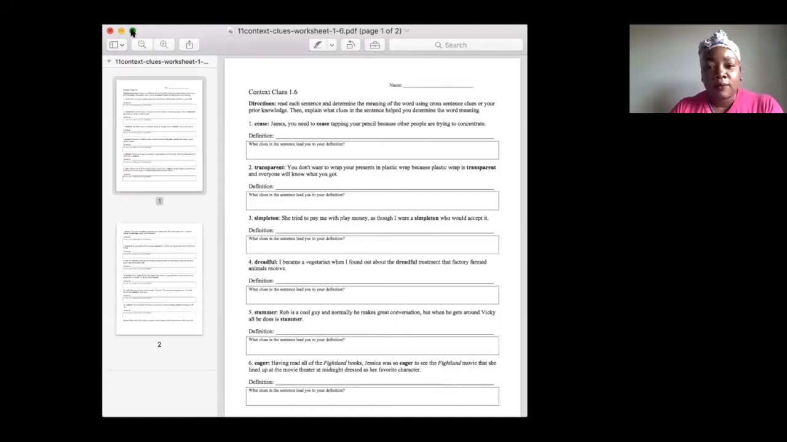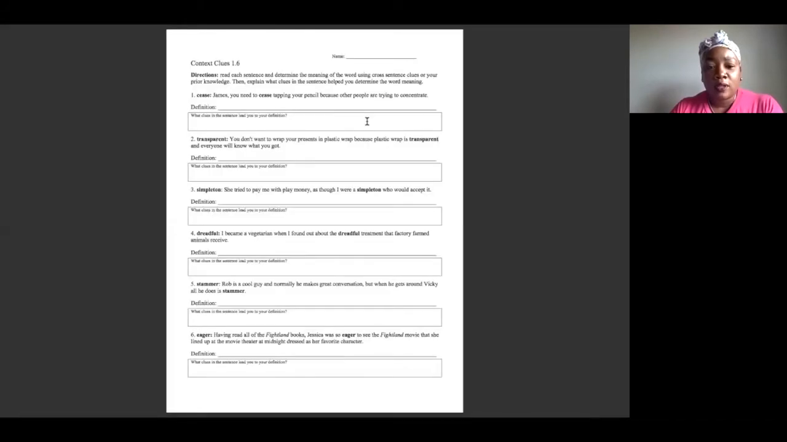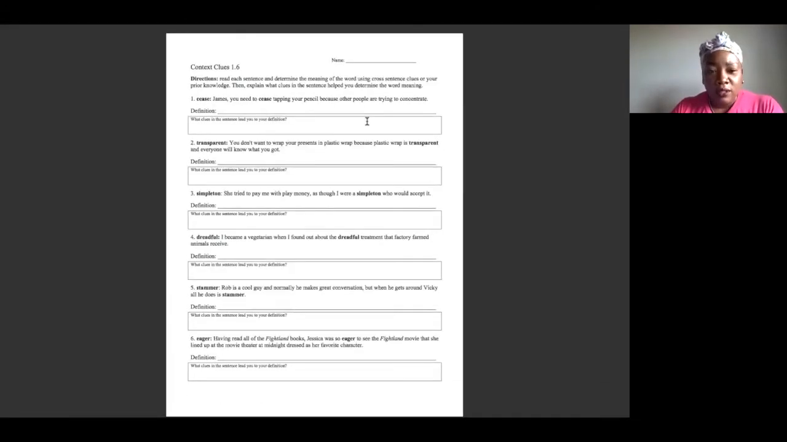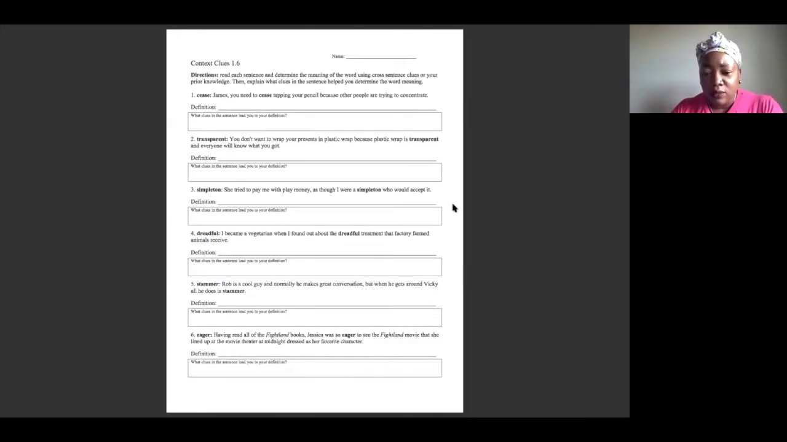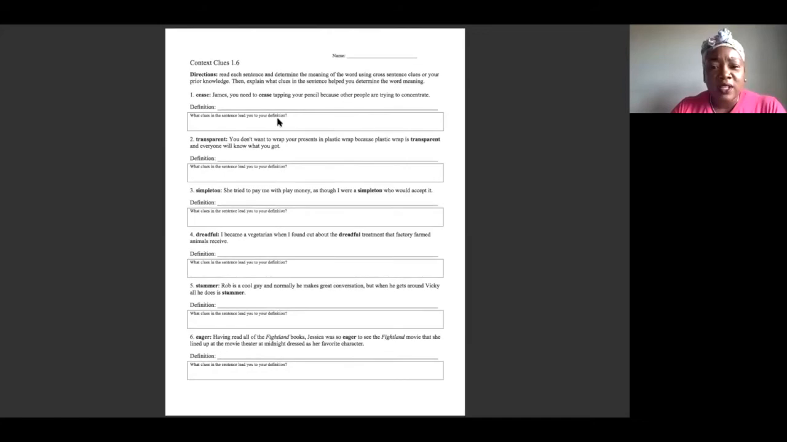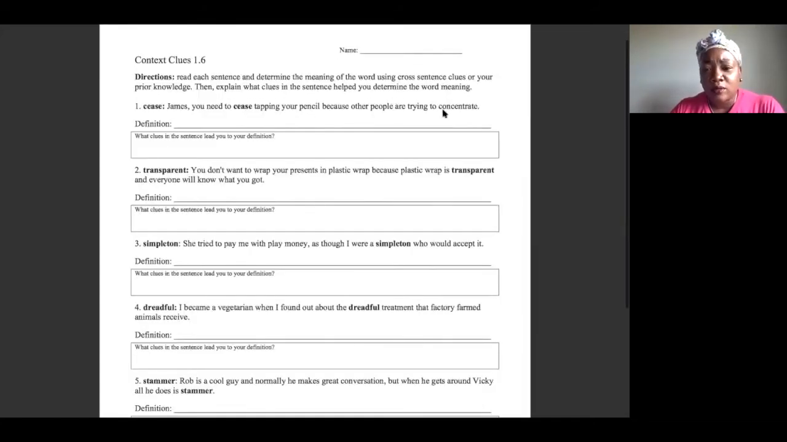Okay, let me come out of it first. Let me know if you can see this worksheet, please. It says context clues 1.6. Okay, yes. Someone's saying make it bigger. Can you make it bigger? Let me see if I can make it bigger. That should be better. I think it should be better.